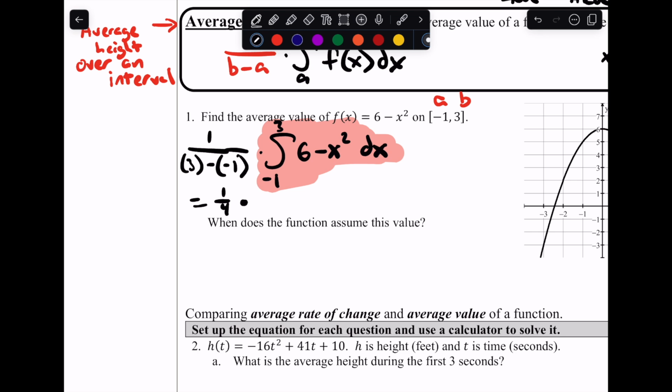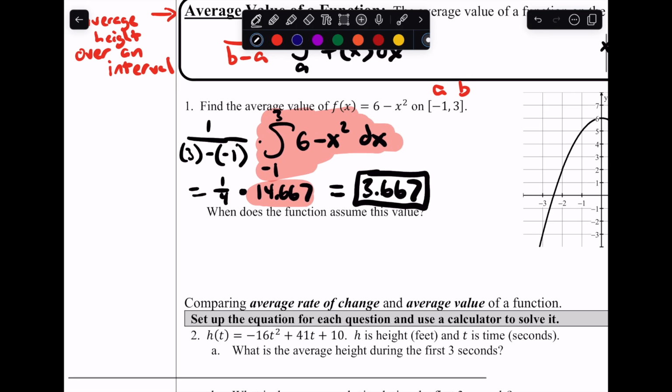If you evaluate that, this is going to end up being about 14.667 if we're rounding to 3 digits after the decimal place. And together, if we do 1/4 times that 14.667, this is going to give us an answer that's about 3.667 when we round to 3 digits after the decimal place. But that would be our average value.